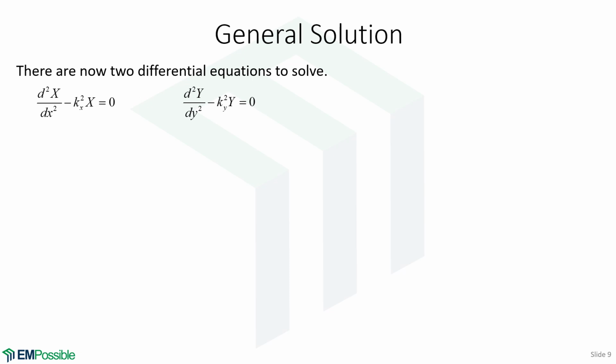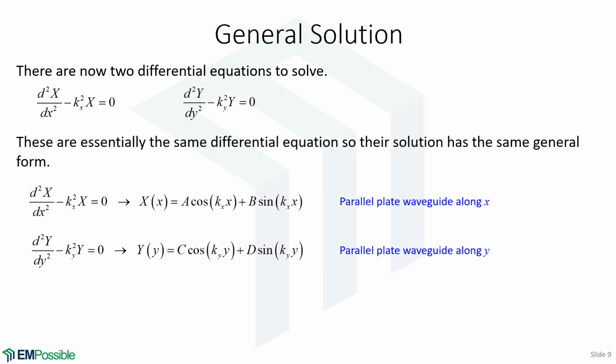So we now have two different differential equations to solve. They're actually the same differential equations, so when we get a general solution from one, we can just copy that and write the general solution for the other. These are the same differential equations that we solved in the parallel plate waveguide, so we can just go ahead and write these immediately. The only difference here is our constants. So for our solution of x, we use a and b. I can't write just a and b for our solution of y because they're potentially different constants. So I write it as c and d.